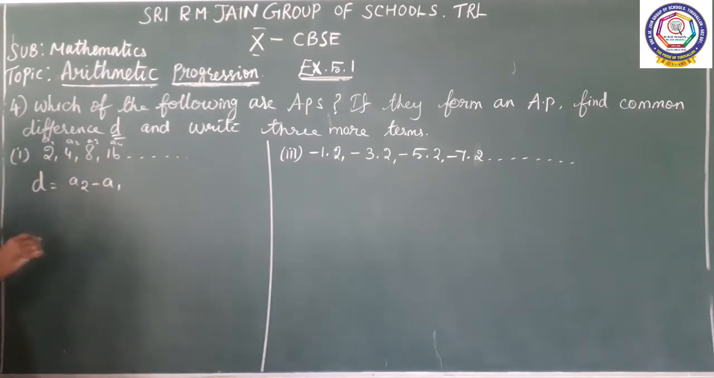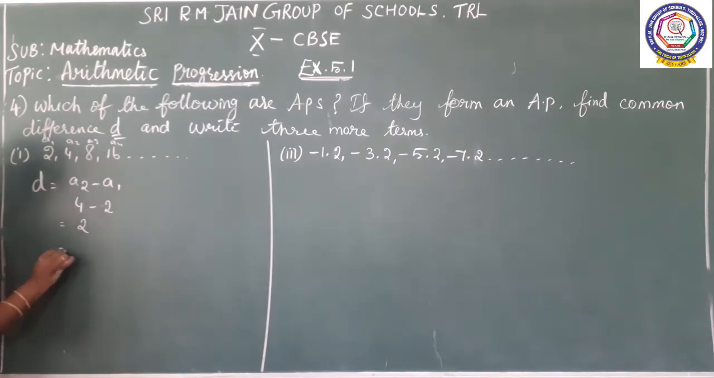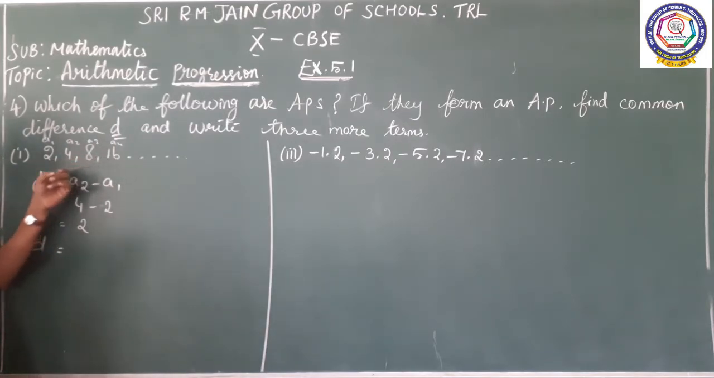What is A2 given here? 4 minus A1 is 2. Now if you are subtracting 4 minus 2, it is 2. We have to find out the next common difference also. What is the next one here? Common difference, how can you find out? Third term minus second term.